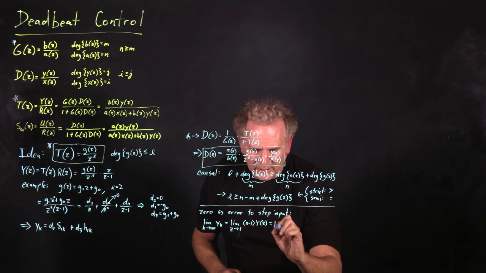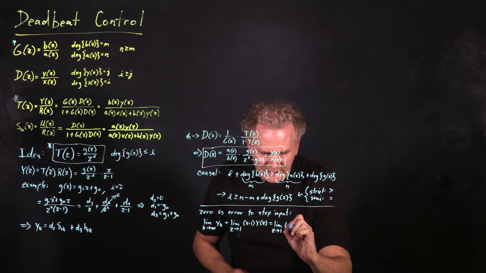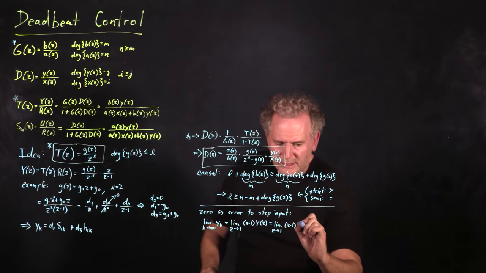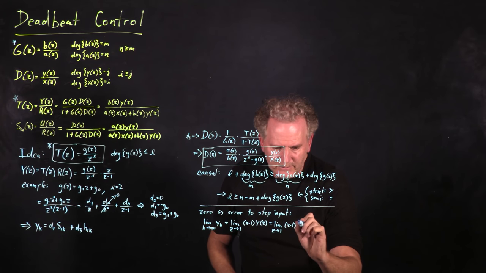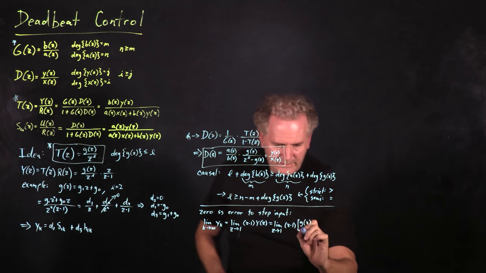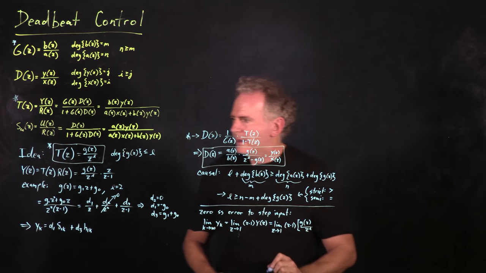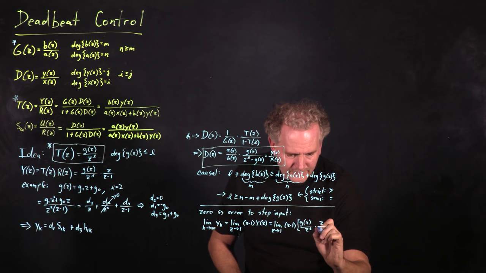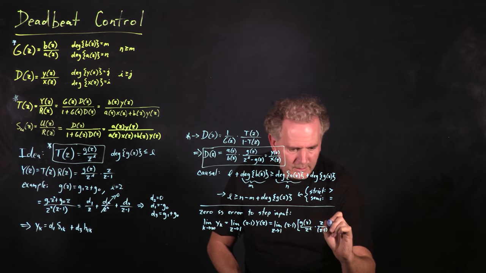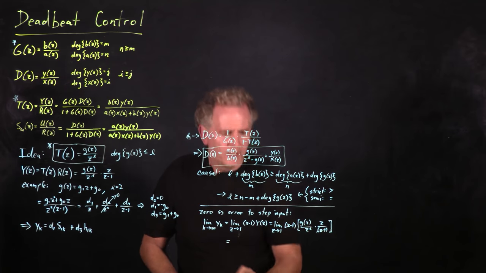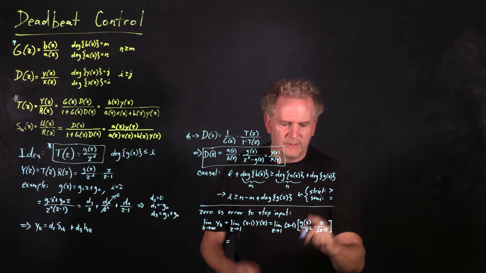So we have the limit as z goes to 1 of z minus 1 times y of z, which is right here. So we have G of z over z to the L times z over z minus 1. All right, so that term cancels with that term. And so the limit as z goes to 1 of this is just G of 1.